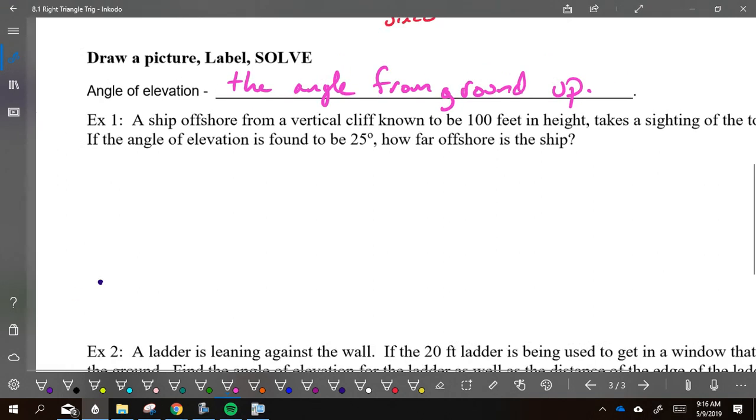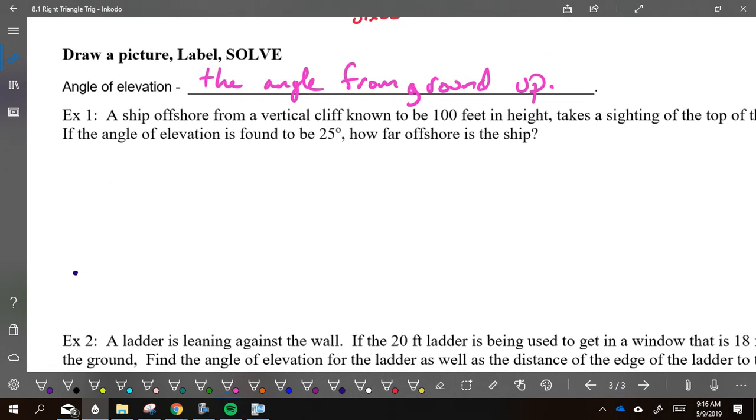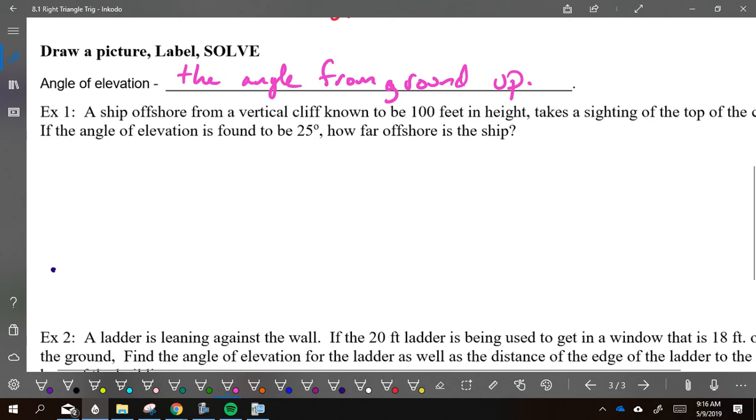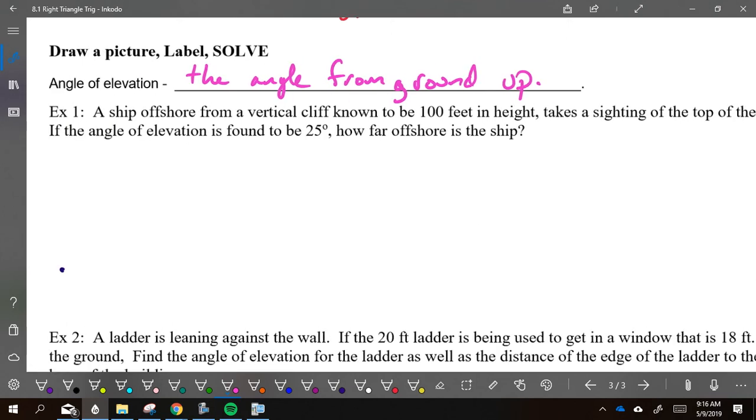A ship offshore from a vertical cliff is known to be 100 feet in height. It takes a sighting at the top of the cliff. If the angle of elevation is found to be 25 degrees, how far offshore is the ship? So the hardest thing in this chapter would be drawing pictures given a story problem. You got to put yourself into the problem.